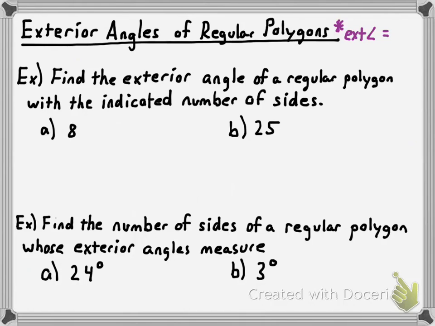In a regular polygon, that's the only time this works, the measure of each exterior angle, not the sum, but the measure of each one, is equal to 360, the sum of all the exterior angles, divided by n, which is how many exterior angles there are. So here we just have to do 360 divided by 8. That tells us that each exterior angle of a regular octagon will be 45 degrees. All right? If we had a 25-gon, the measure of each exterior angle would be 360 divided by 25.